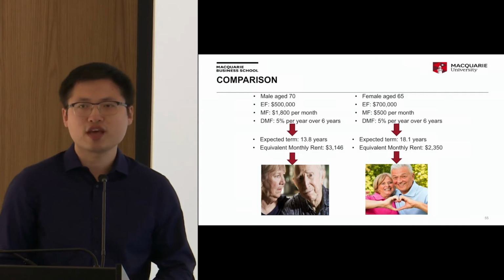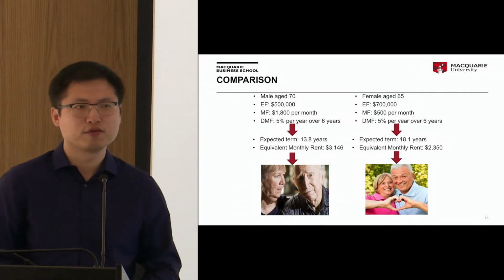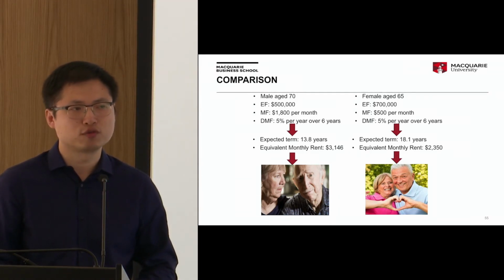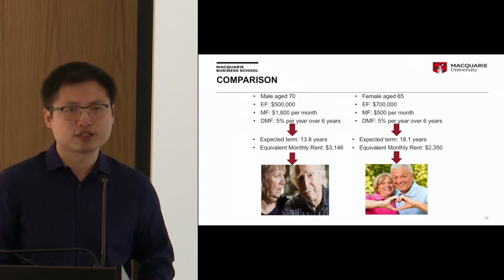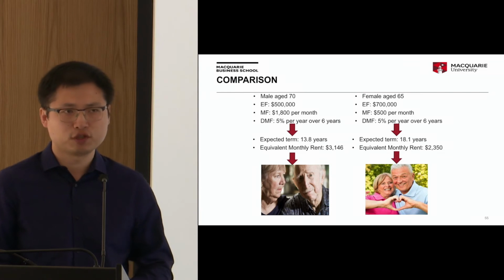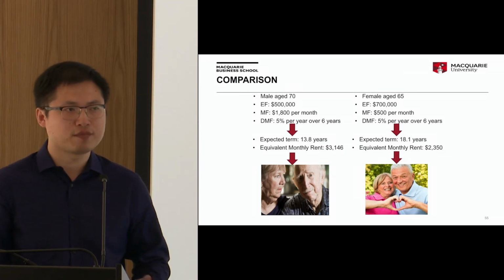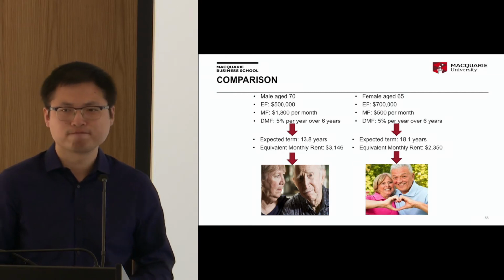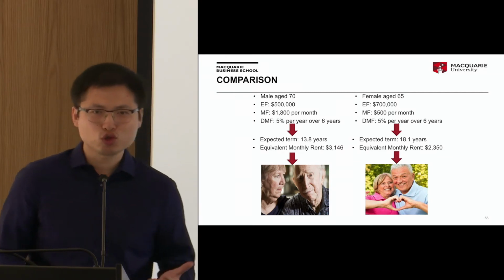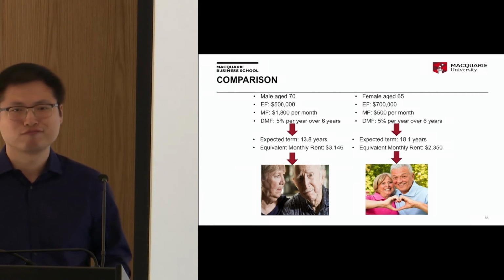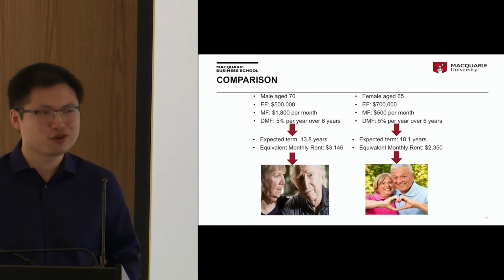For the second case, we have a female, age 65, when she moved to the retirement village. The initial deposit amount is $700,000. Monthly cost for the maintenance fee is $500. And case 2 has the same deferred management fee as case 1. And here's the question. Which one do you think has the higher cost? Once again, it's a hard question.